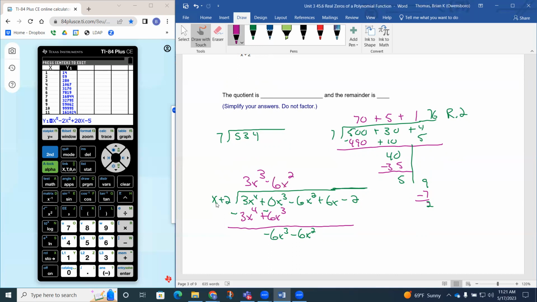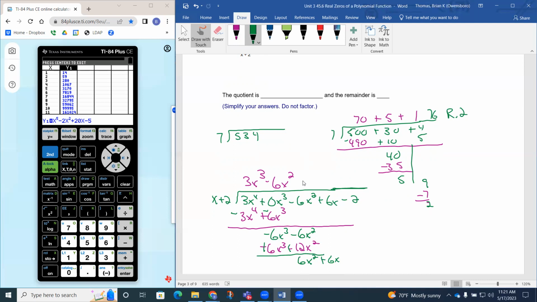Negative 6x squared times x does give me negative 6x cubed. So that looks good. And then we multiply the negative 6x squared times the 2, and that's going to give me a negative 12x squared. Remember, we're subtracting, so we change the signs. So this turns into a plus, this turns to a plus, and we now add. So these two zero out, and negative 6 plus 12 gives me a 6x squared. Then the 6x slides on down next to that, since we need 2 terms.